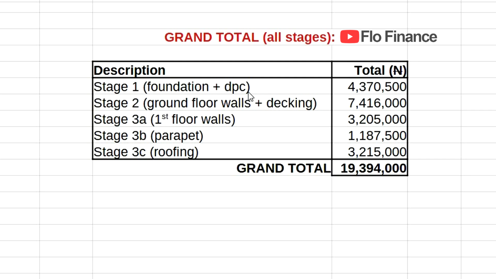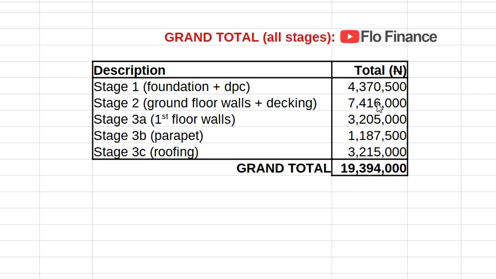You can see here that the ground floor walls and decking cost a lot. That means that if you're going to build a 2-story building, you have to have that wherever you have a decking. So you have to add another 7.5 million if you're building a 2-story building. So something like that. And remember, I didn't even include transportation of materials here. I didn't even include job men.